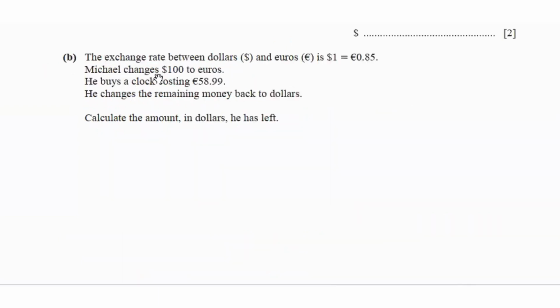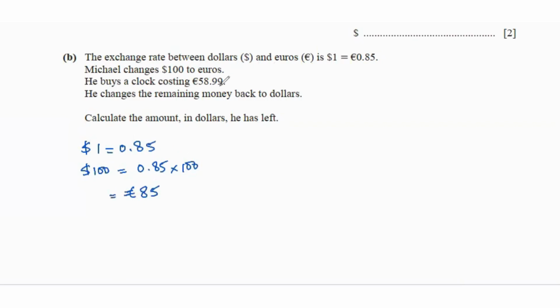$66.3. Part B says the exchange rate between dollars and euros is $1 equal to 0.85 euros. Michael changes $100 to euros. He buys a clock costing 58.99 euros. He changes the remaining money back to dollars. Calculate the amount in dollars he has left. So first, let's convert the $100 to euros. So that's if $1 is 0.85 euros. So for $100, we will do 0.85 multiplied by 100, which is going to be 85 euros.